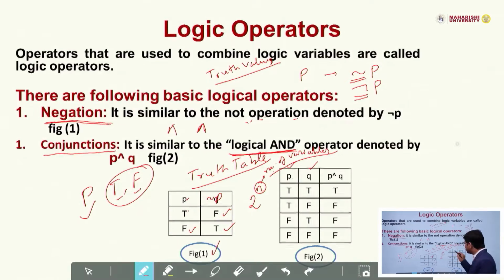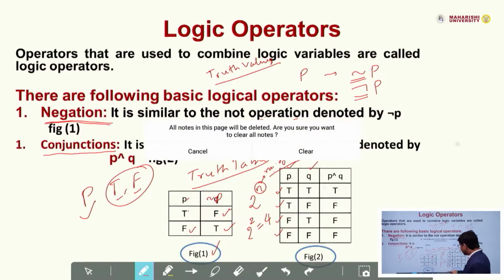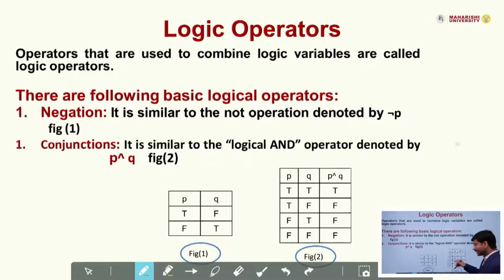Now, these are two variables. So, we have 2 to the power 2 is equal to 4. We have 4 truth values, 1, 2, 3 and 4, right? What we have to do now is combine all these truth values together with the logical AND operator and develop the result. How do we collect that, how do we write that?